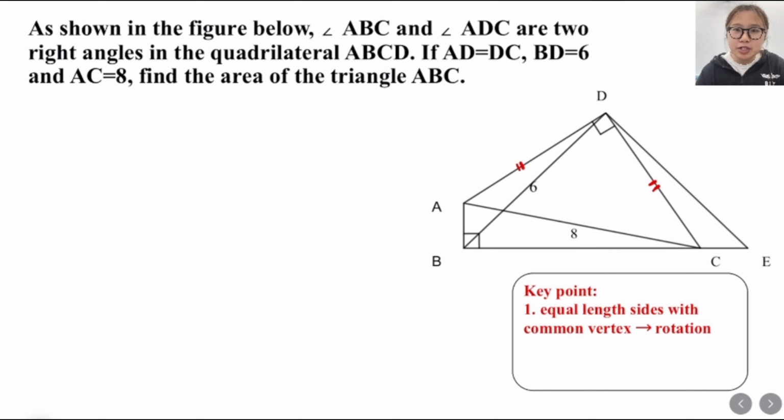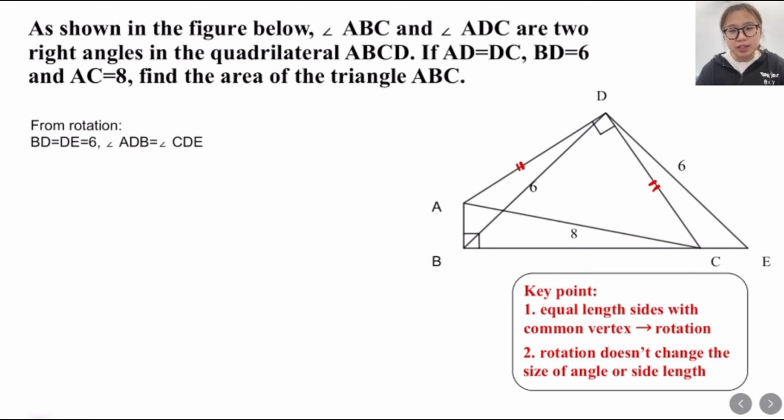What can we get from rotation? Remember, rotation doesn't change the size of any angle or side length. Then we can get that DE is equal to BD, which is equal to 6. And the angle ADB is equal to angle CDE. What can we derive from this? Let's look at the angle at vertex D. The angle ADC is 90 degrees. The angle ADB is equal to angle CDE. Then what is the angle BDE? It should also be 90 degrees.